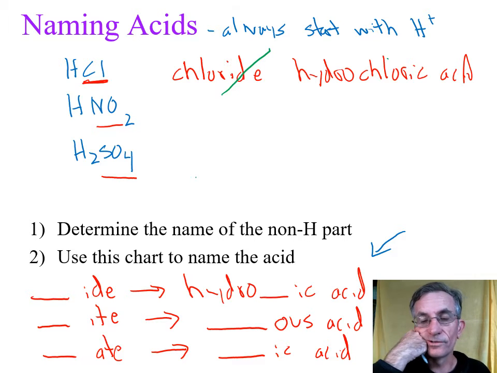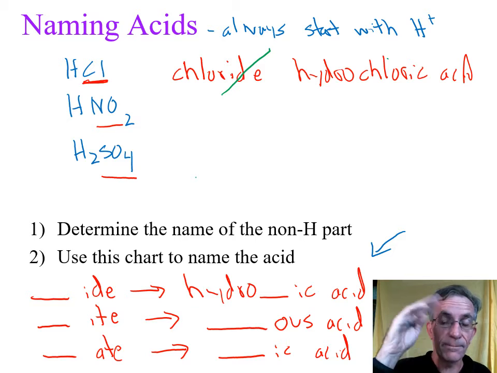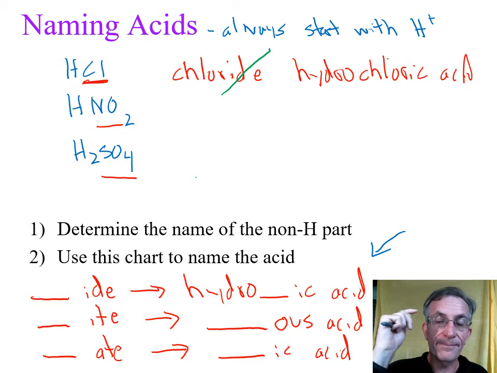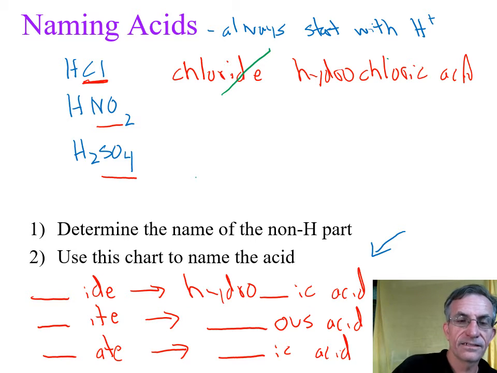NO2. Now, NO2, first off, let me ask you, is that an element or is that a polyatomic? NO2 is a polyatomic. It's a bunch of atoms, right? So I can't really show you very easily the polyatomic list on the screen, but if you look at the polyatomic list, you're going to see NO2 on there. And that polyatomic list will tell you that NO2 is called nitrite.